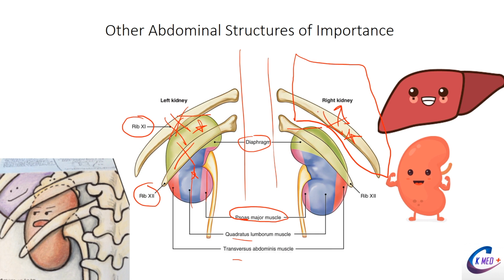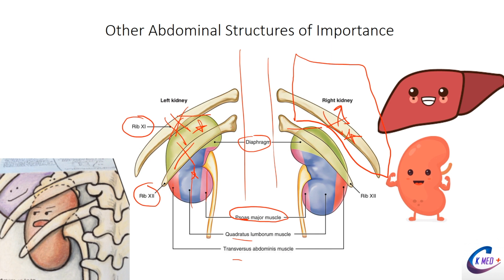And so that is actually super high yield to know for rib fractures on the back. And these are floating ribs, and so they're very easily fractured. If someone gets hit on the side, maybe they're a boxer or something, somebody punches them in their flank. All those things can damage these organs.